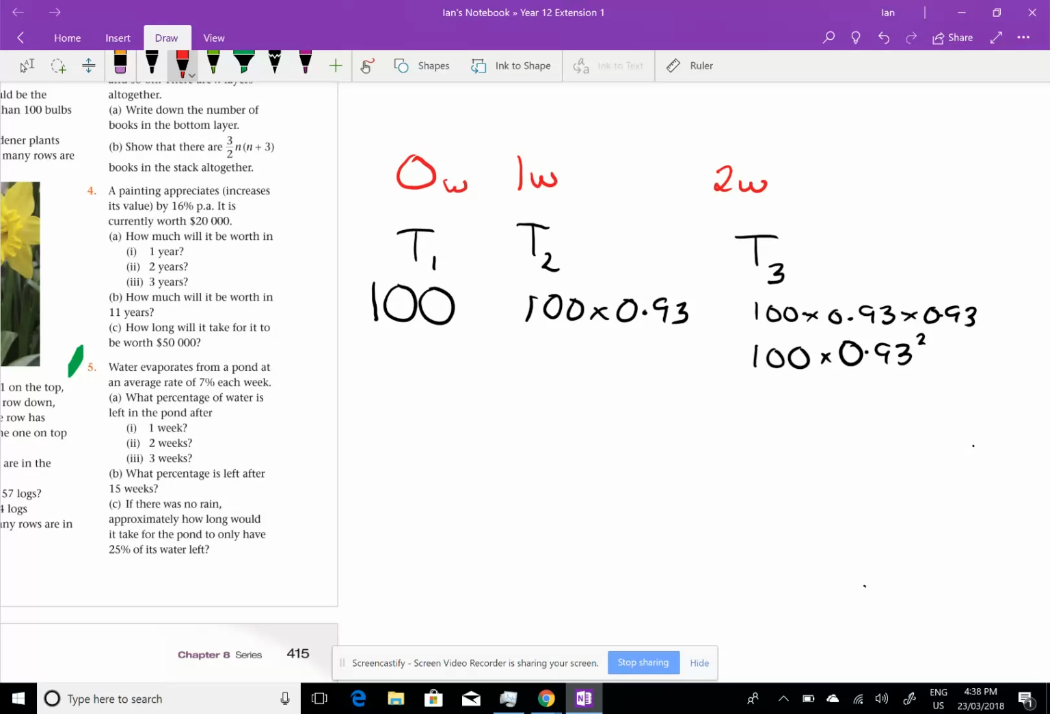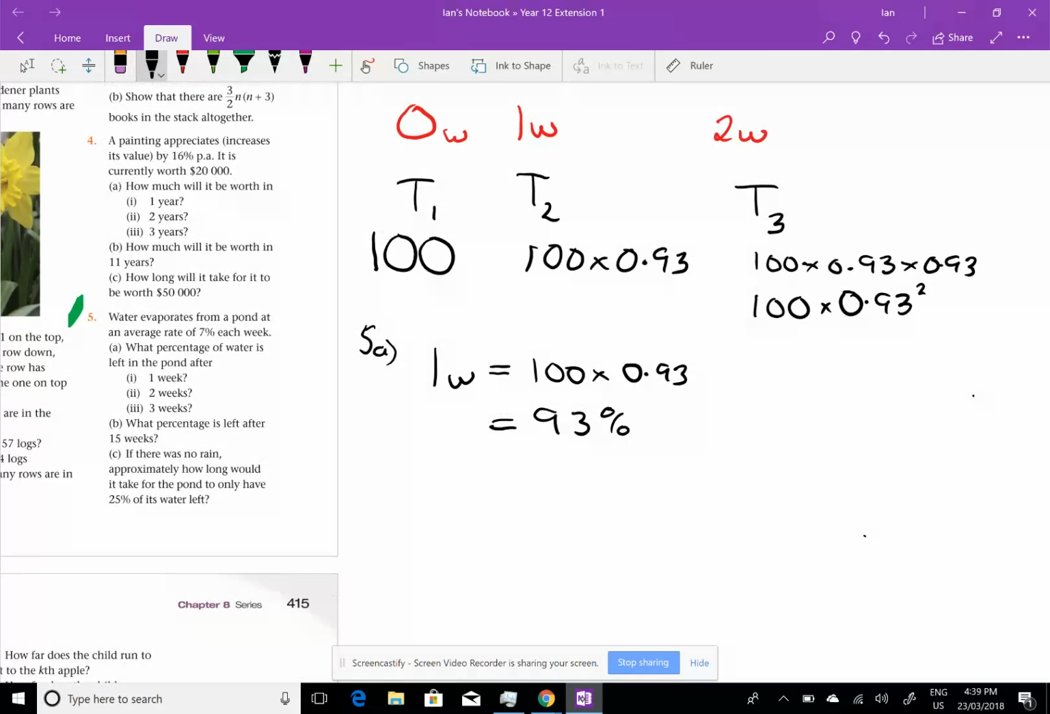Okay, so the first question asks, how much is in there after 1 week? Well, we've got that there. So here's 5A. After 1 week, I'm not going to set up the term. I'm not going to write out A to the end. I'm just going to take it from here. I'm going to go 100 times 0.93, which gives me 93%.